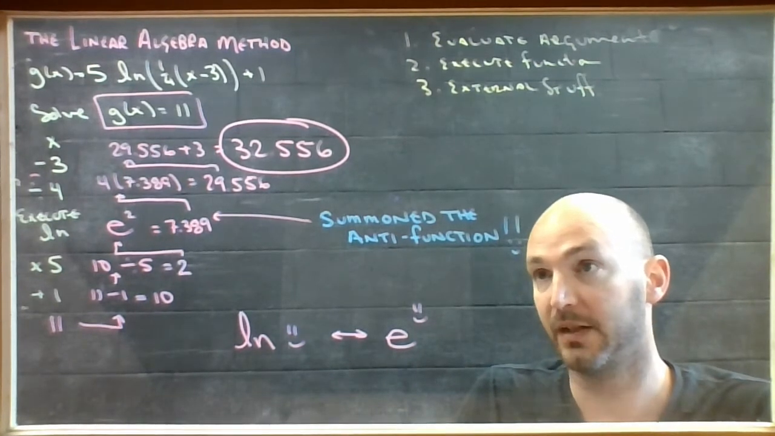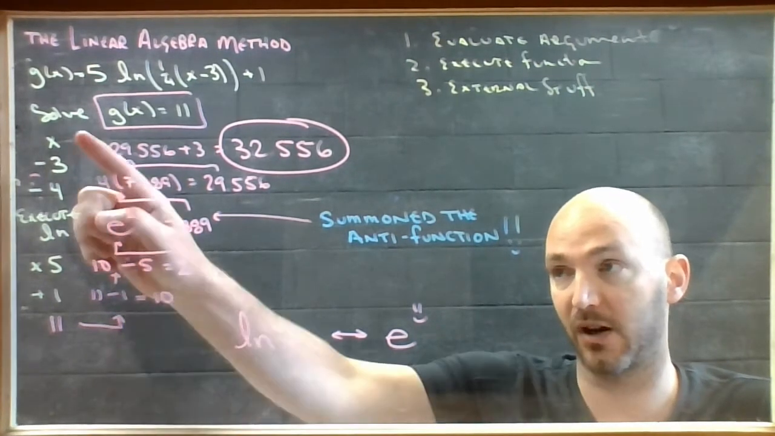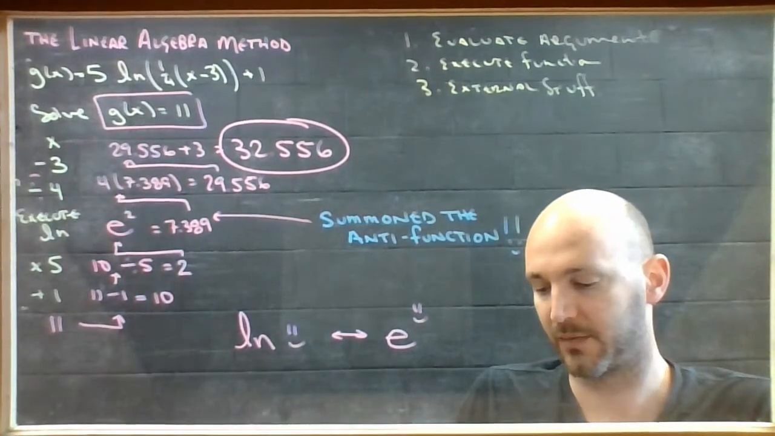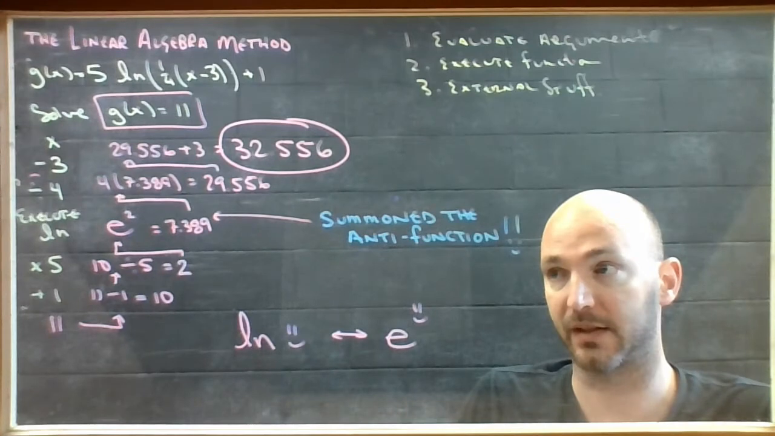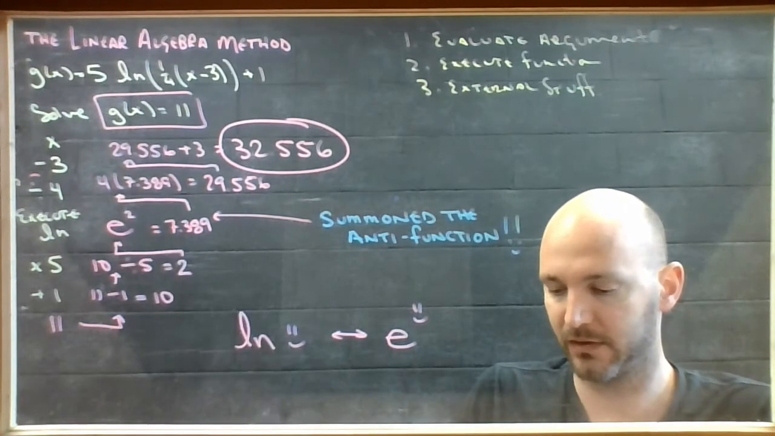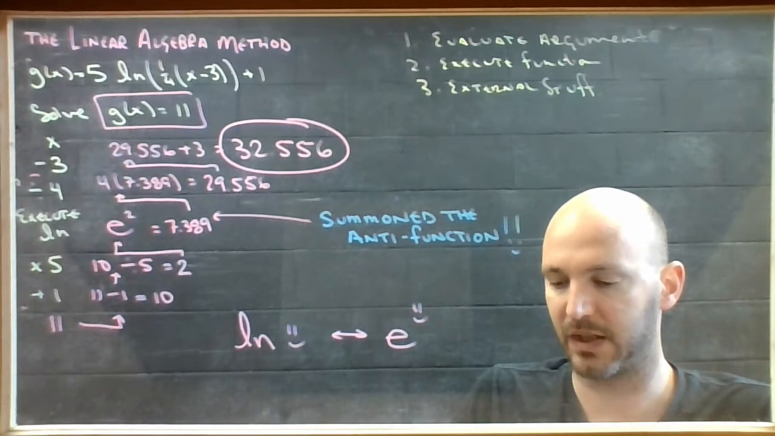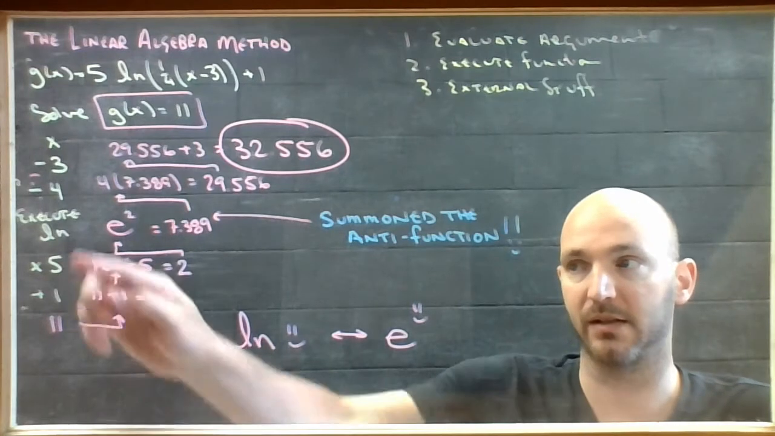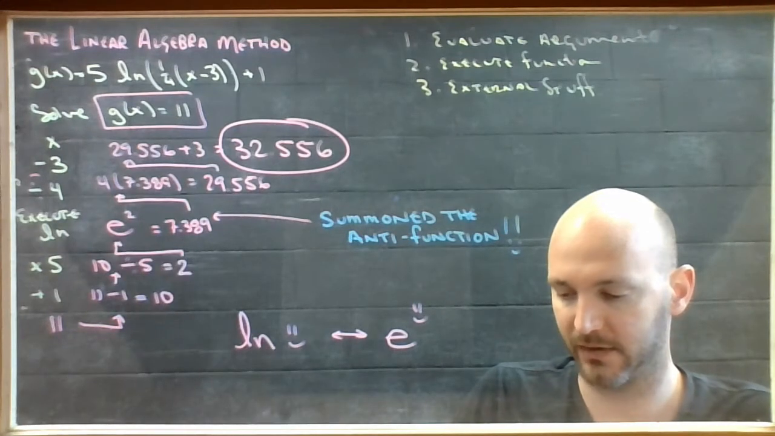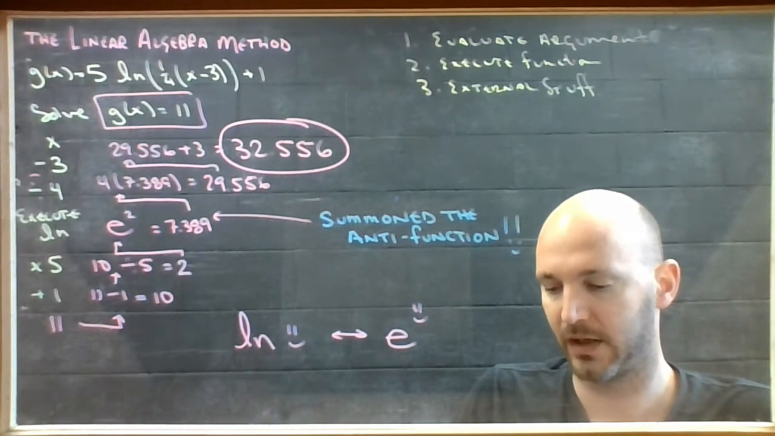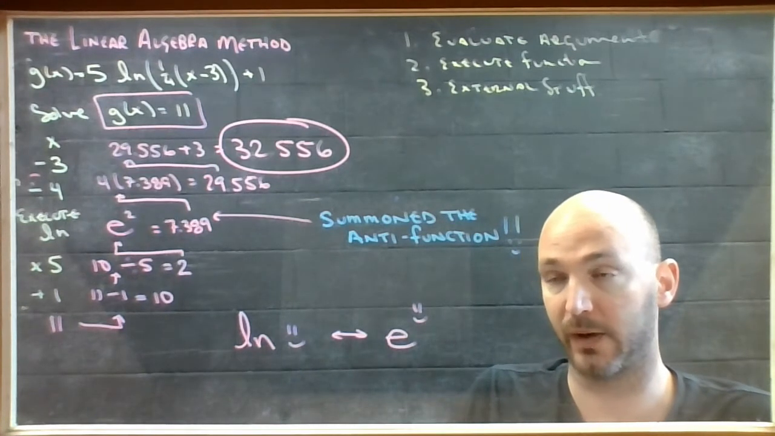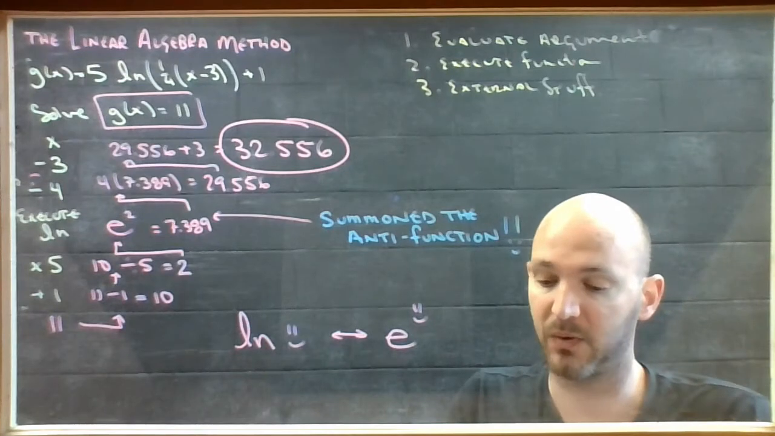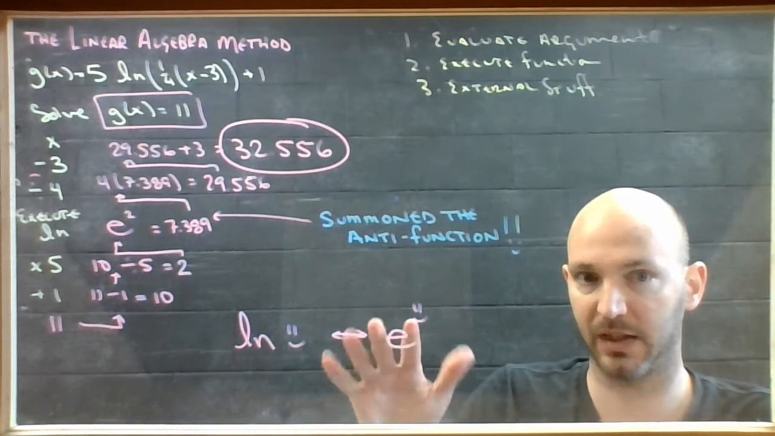32.556. So I'm going to start with that number here. Subtract 3 gives me 29.556. Divide by 4 gives me 7.389. Take the ln of that answer, and I get 1.999992408. Now that's probably supposed to be 2, but I'm just going to leave it there approximately.